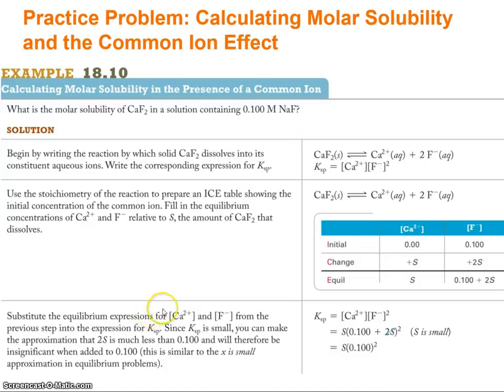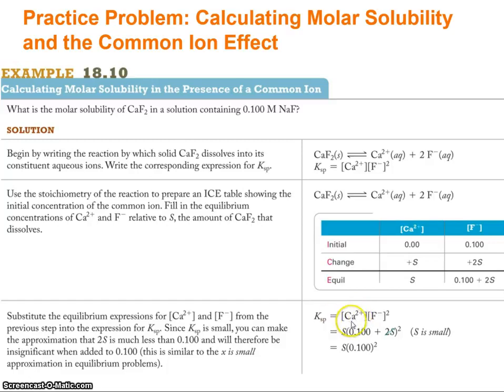Here's another example. I've got calcium fluoride, and its KSP is Ca times F squared. What if I've got an initial 0.1 molar fluoride ion concentration? Well, set up my equilibrium tables. This is my initial concentration of fluoride. Nothing for calcium. Gain a little bit of calcium. Gain 2 little bits of fluoride. So S and 0.1 plus 2S.